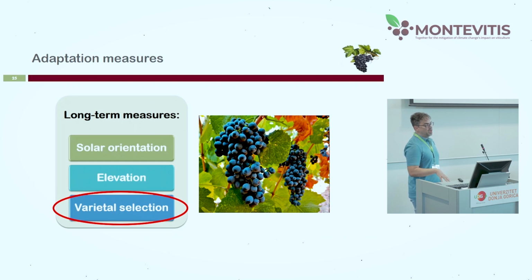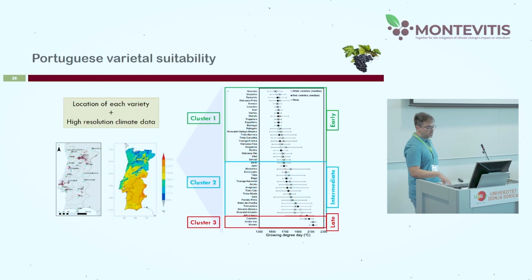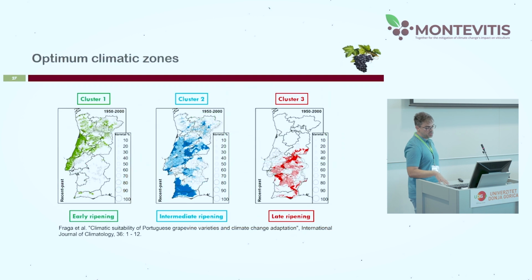And of course, regarding other measures that may take longer to be implemented, in this case we studied varietal selection. We had a data set of about 40 of the main planted varieties in Portugal, combined with their location, so we know where they are planted. And we did a study on whether in the future these locations where they are planted will be the best possible locations for them, and obviously they will not be, because climate is changing.